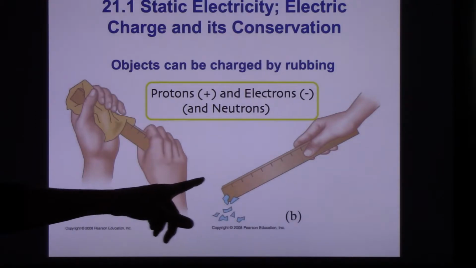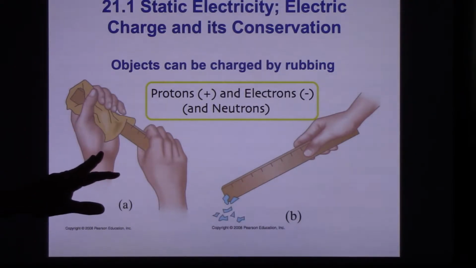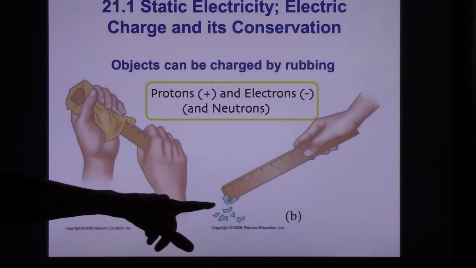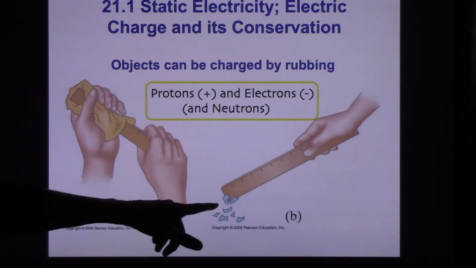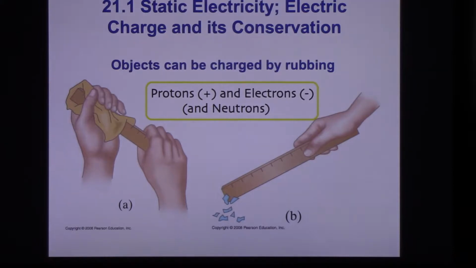So in this example, they rubbed, I don't know if this is a wooden stick or what, but they're showing that by rubbing these objects, we can end up with some extra electrons, which make the object negative, or we can end up with a depletion of electrons, which leaves the object positively charged.